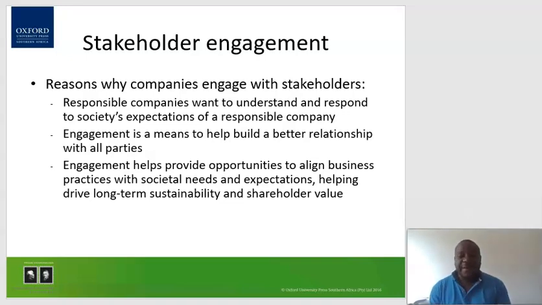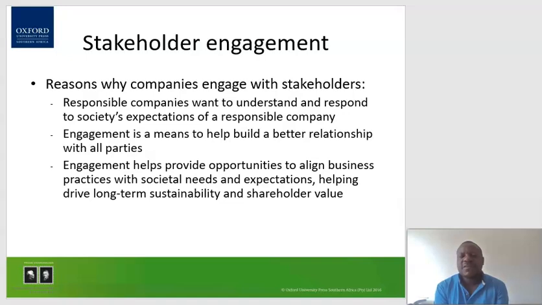Reasons why companies engage with stakeholders, why it is important for companies to engage with stakeholders. Responsible companies want to understand and respond to society's expectations of a responsible company. You cannot expect to just impose what you think is right on the community. You need to also hear from them. You need to also understand what they consider as important from their own standpoint.